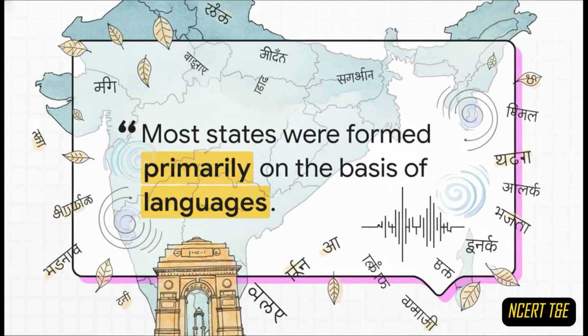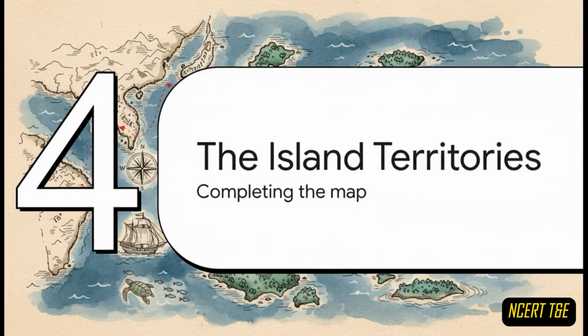So what's the logic behind all these state lines? I mean, how did they decide where to draw them? This part is fascinating. Most of the states were actually created based on the primary language spoken in the region. That means India's internal map isn't just about geography. It's a map of culture and language. Pretty cool, right? All right, to complete our grand tour of the map, there's one last really crucial area we have to cover. We're heading out to sea to look at India's island outposts.